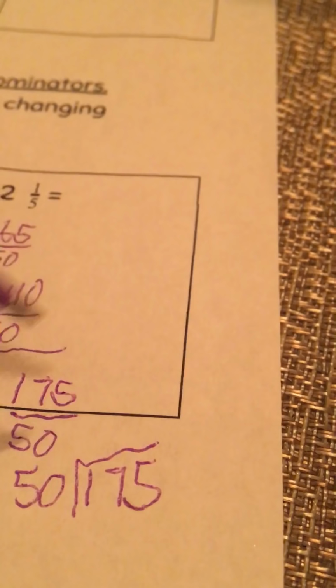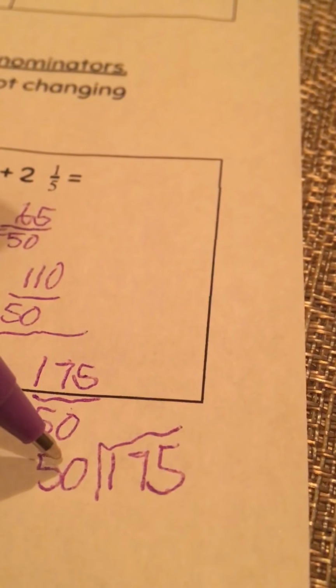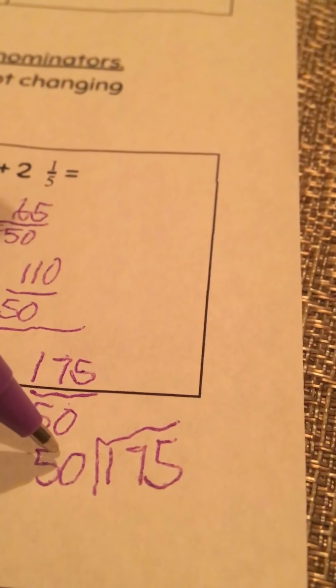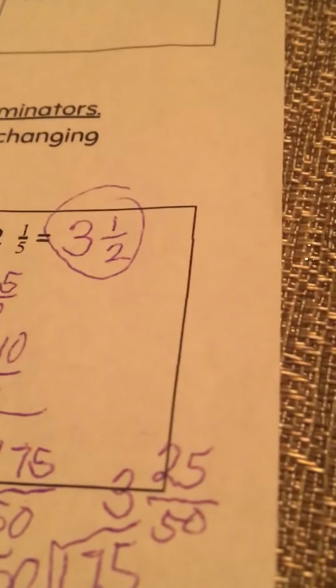Okay, so since I can count by fifties, I know 2 of those would be 100, 3 would be 150, and 4 would be 200. So I know I can just fit 3 here. So I get 150, and I get 25, and that's kind of a lucky break because 25 is half of 50. So I know my final answer is 3 1/2. Okay?